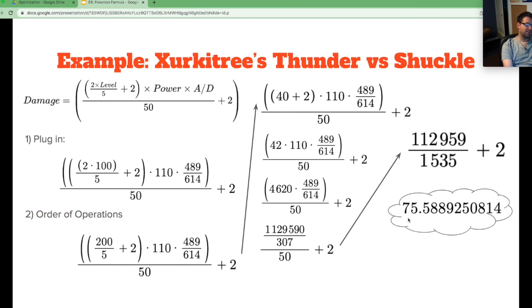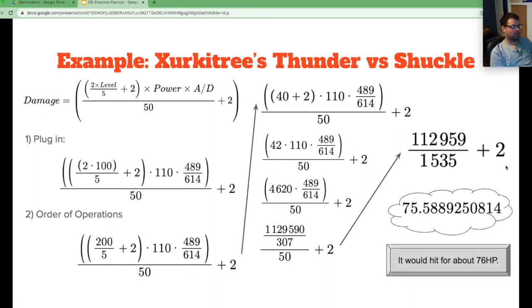And we end up getting 75.5889250814, and it keeps on going after that. But, like we said at the beginning, we round to the nearest whole number once we get to this point. So it would hit for about 76 HP. So that is how you use the formula. Pokemon, the game, does it all on its own for you every single time you choose a move that does damage. It runs this calculation.